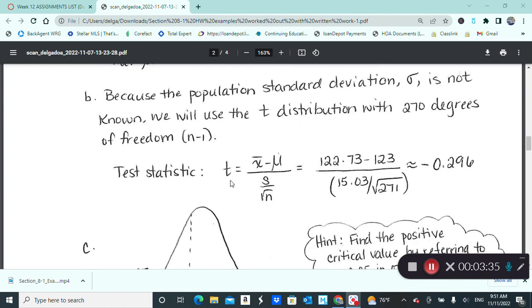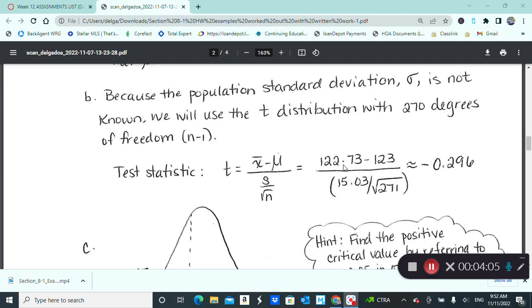The test statistic t has the following formula. It's the sample mean x bar minus the claimed value of the population mean mu divided by the adjusted standard deviation called the standard error, which is the sample standard deviation divided by the square root of the sample size. Sometimes I like to put parentheses around this denominator to show that this calculation must be performed first before dividing the difference by the standard error.